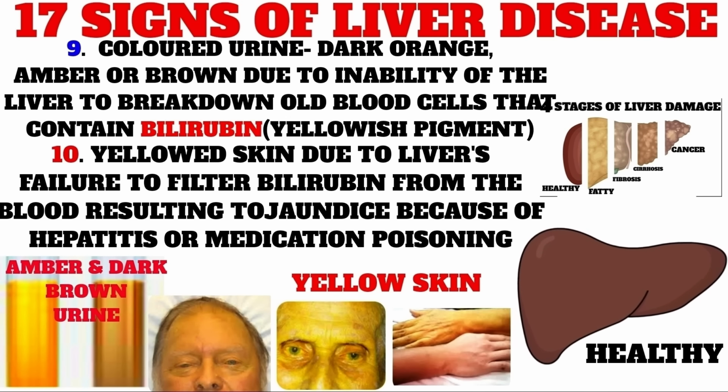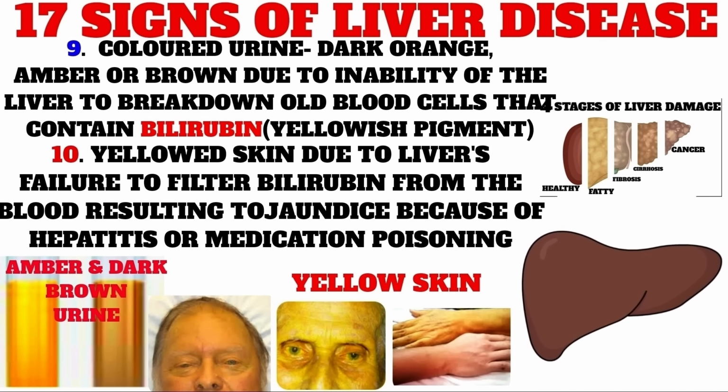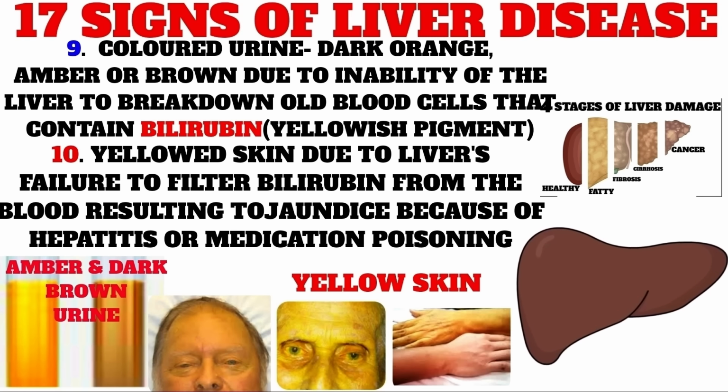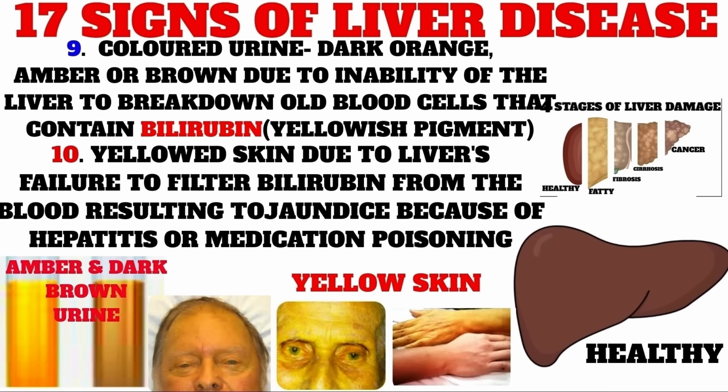9. Colored urine, when normal urine turns into dark orange, amber, or brown due to inability of the liver to break down old blood cells that contain bilirubin, a yellowish pigment. 10. Yellow skin due to liver's failure to filter bilirubin from the blood, resulting in jaundice because of hepatitis or medication poisoning.